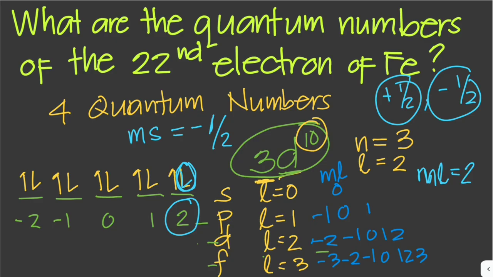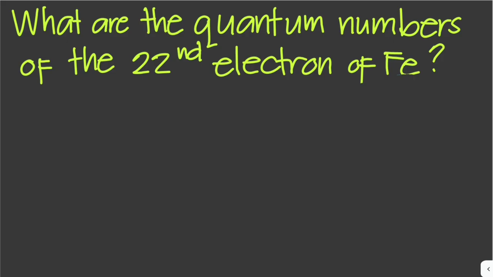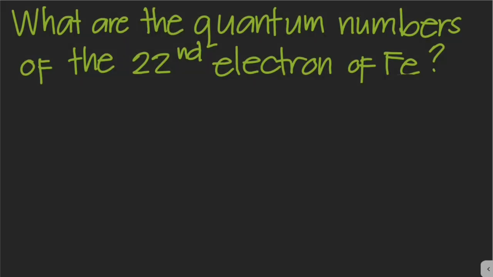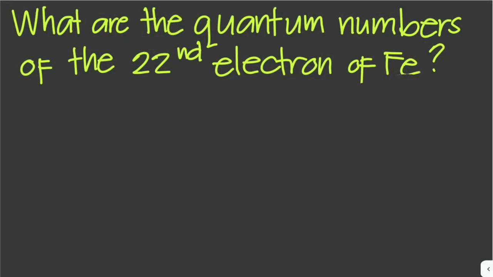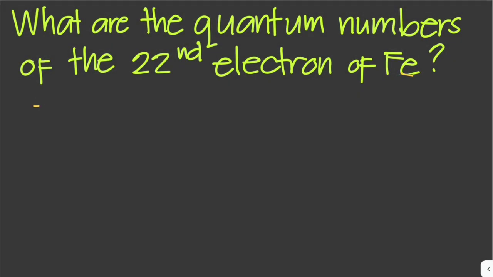Alright, now let's try solving this problem here. What are the quantum numbers of the 22nd electron of iron? So before identifying the 4 quantum numbers, we need to write the electron configuration of iron up to its 22nd electron. Now iron has 26 electrons, and we are only asked to determine the quantum numbers of the 22nd electron of iron. So let's write the electron configuration of iron first.